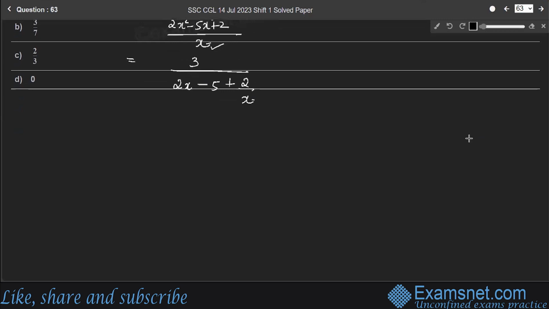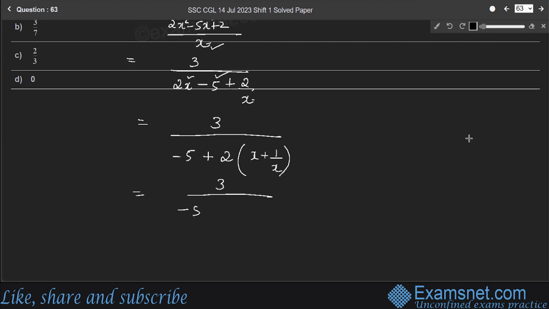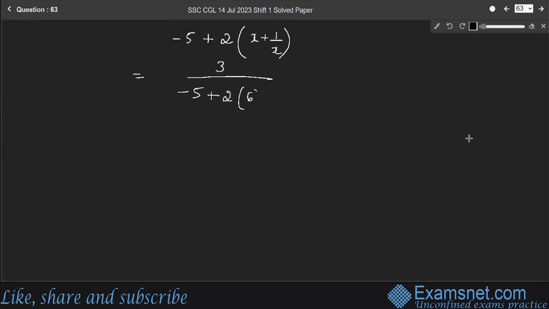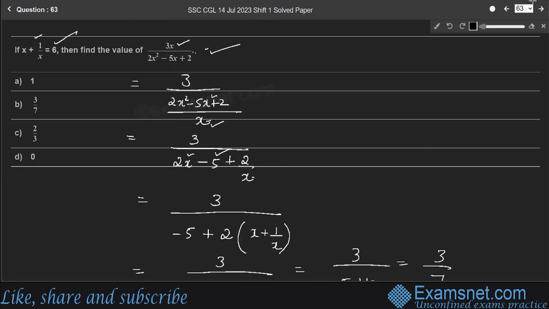So now we'll consider the numerator as it is, 3 divided by. First, let us consider minus 5 plus 2x plus 2 by x. In that, we'll take 2 as common into x plus 1 by x. Right? Which is equal to 3 by minus 5 plus 2 into, it is given that x plus 1 by x is equal to 6. Substitute this value, 2 into 6, which is equal to 3 by minus 5 plus 12. Right? Which is equal to 3 by 7 is the final answer. Right? So look at the options. Option B is the right answer.